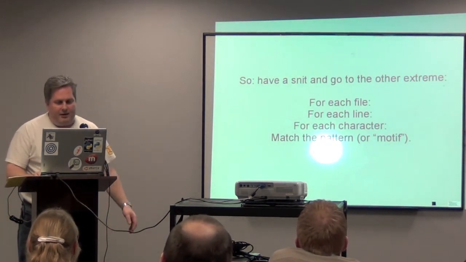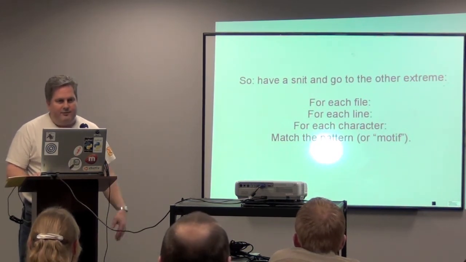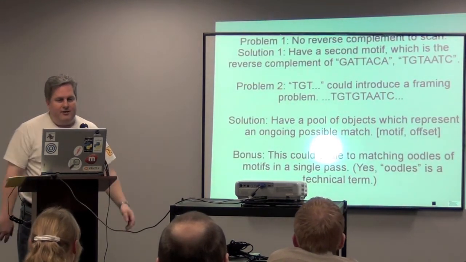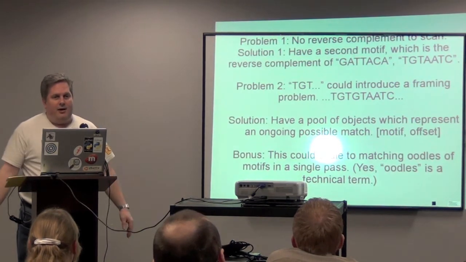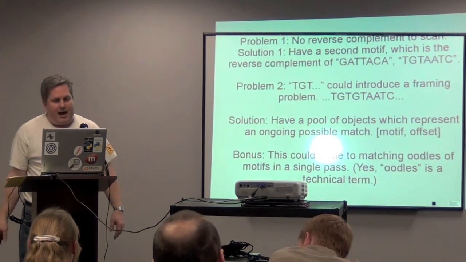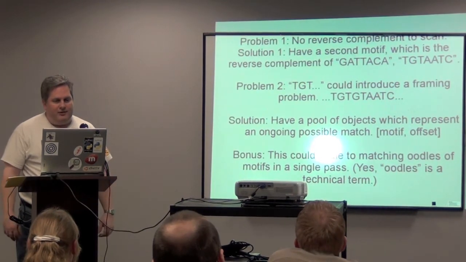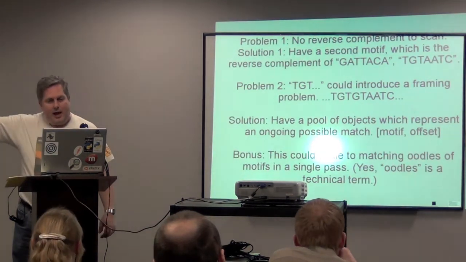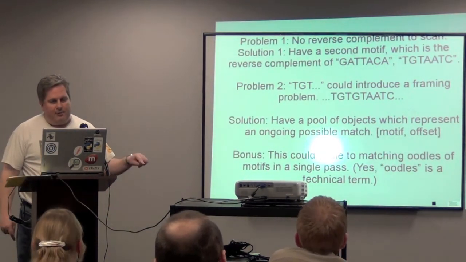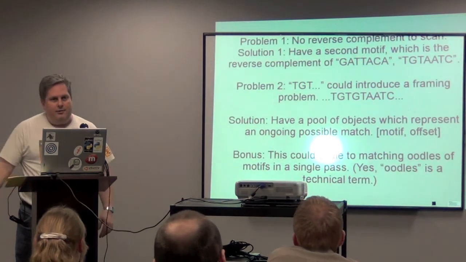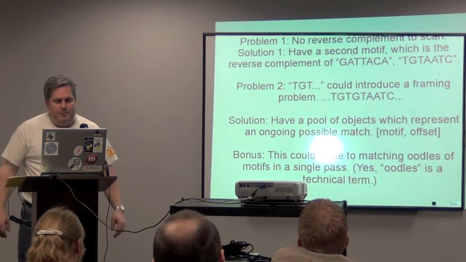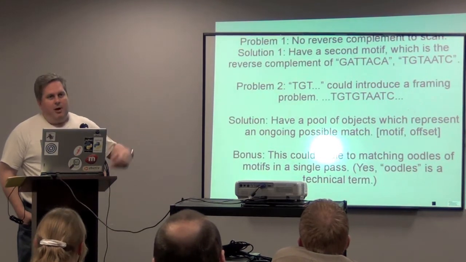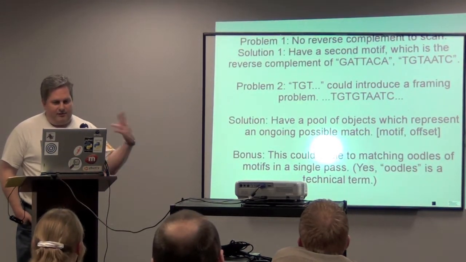In this case, I'm matching a pattern, which is also known as a motif. So if I say motif, that's what I'm referring to. First problem I ran into is, fine, but now I don't have the reverse motif, the reverse complement. That was easy to solve. Instead of looking for GATTACA in the reverse complement, I looked for the reverse complement of GATTACA in the regular sequence. But of course, that introduces two new problems. One, I now have multiple patterns to look for, as well as the framing problem.